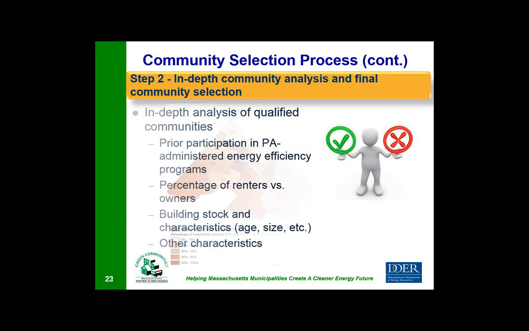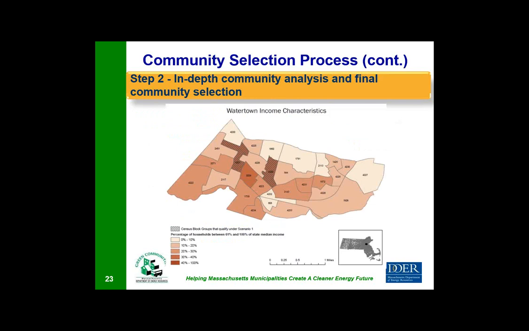This map illustrates the result of our step 2 in the community selection process, and this shows Watertown. This is a map of the entire town of Watertown with census block groups color-coded based on the percentage of households with incomes between the target range of 61 to 100% of the state median. You can see those hatched block groups are the ones that qualify based on the criteria we had set up for targeting for this program. Watertown has a range of customers, a range of different households living in it. There are two particular block groups that would be focused on for this program based on the criteria.